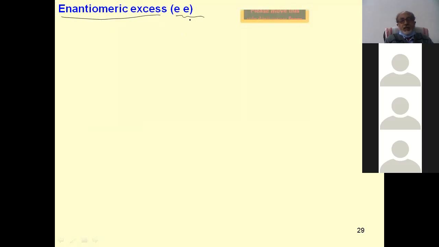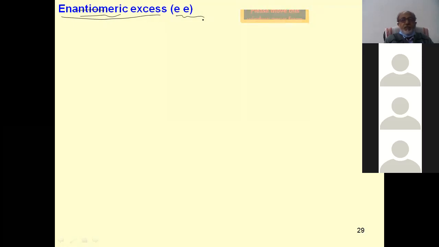Anyway, it's not at all a difficult thing, but it is an important thing to know. Now, what is an enantiomer? You know, enantiomers are mirror image structures. And what is their property? All physical properties are the same except their specific rotation. Already we know that.